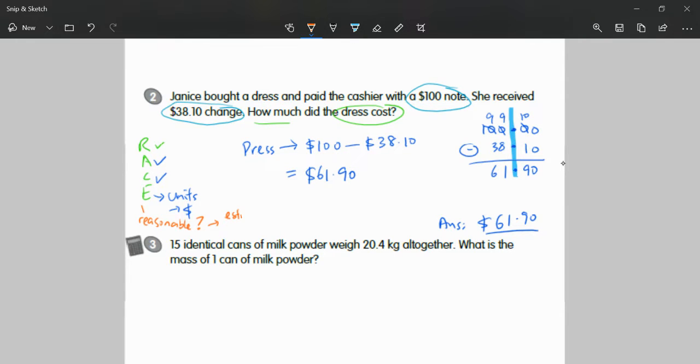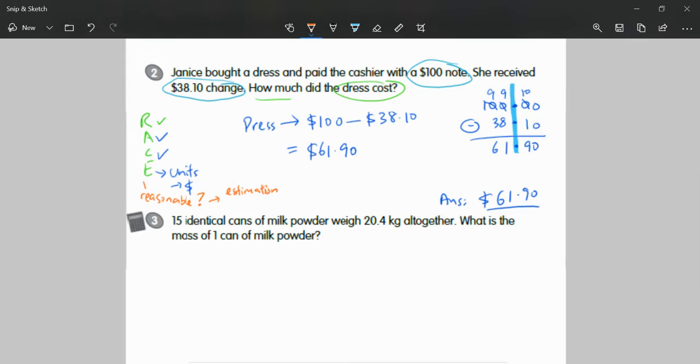Maybe using estimation by rounding some numbers to their complete wholes. So for example, this is $100. The dress is $38.10. That's close to $40. So $100 minus $40 is about $60. So your calculations should not be too far off. It should be about $60. So when you look at it, okay, it's $61.90. It seems reasonable, so likelihood that your answer is correct. Now the other way is to work backwards, to do addition to see whether you got it right. Okay, so that's for this question.